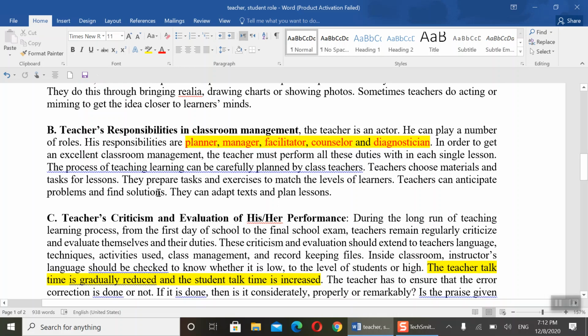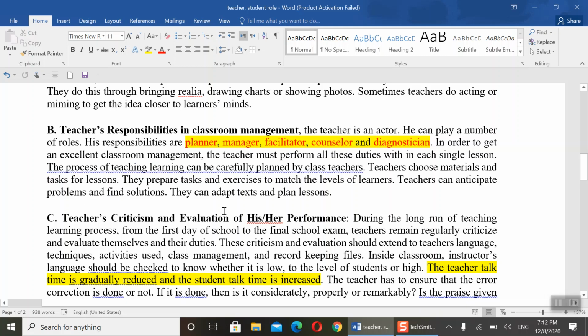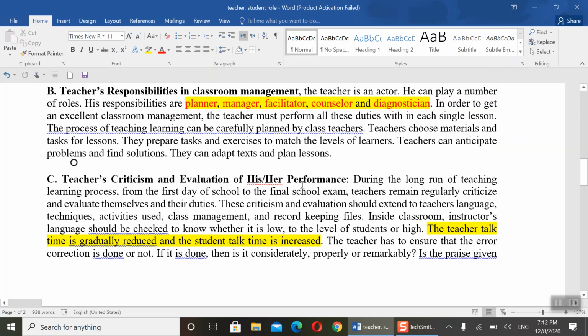And we have so many points. I can't explain this because of time. But maybe later on I will talk about the problems that you find inside the classroom and how to avoid these problems, what we call problem solving. Problem solving, very important. They can adapt text and plan lessons.